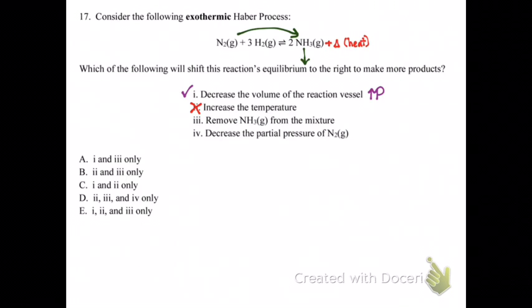This is going to be effective, so I'm going to give this a ding. And then finally, we have decreased the partial pressure of N2. Removing reactants is going to cause the reaction to shift to the left, which is not what we're trying to do here. So of these, 1 and 3 only are going to shift the reaction to the right.